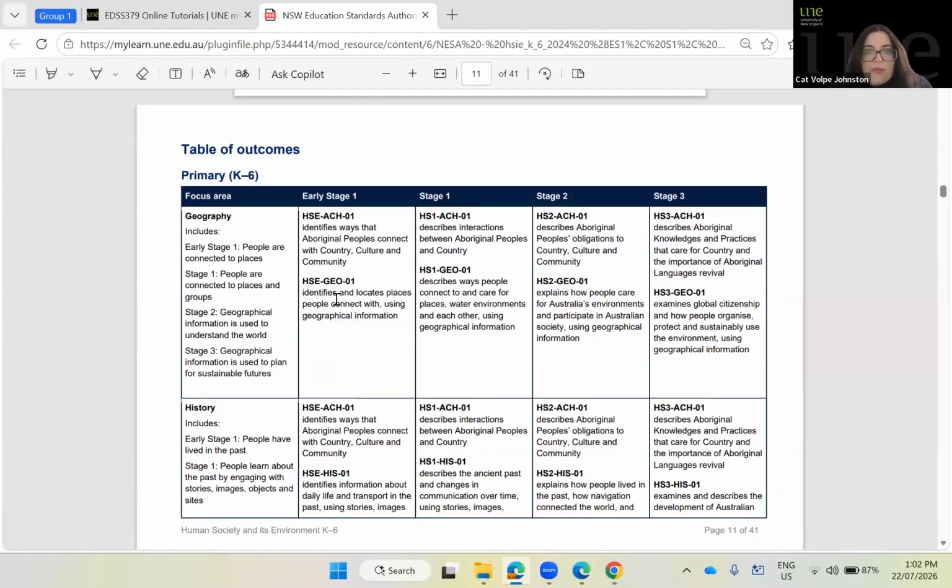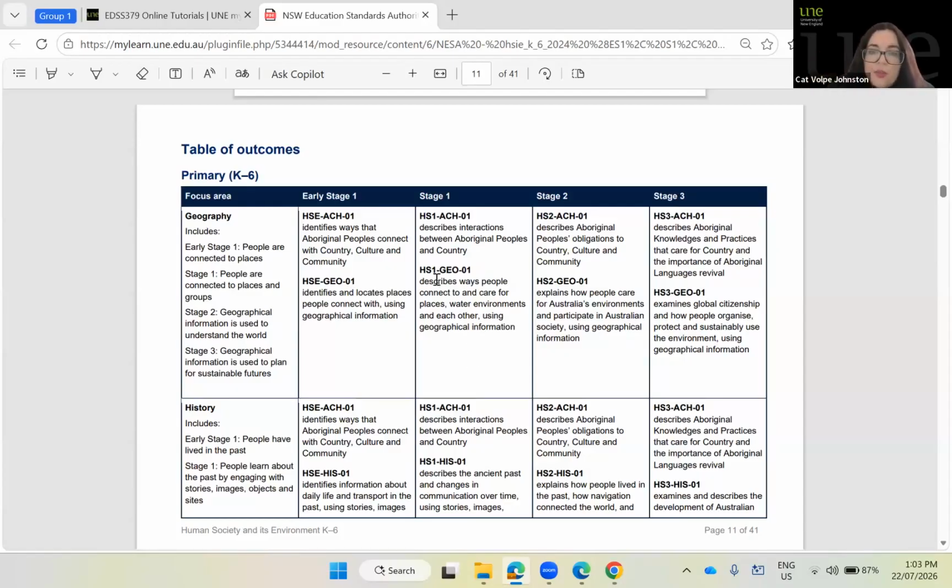There's other content areas that students need to learn. So for example, in early stage 1, students are also identifying and locating places that people connect with using geographical information. I can tell you right now that within that outcome, geographical skills are important because in order to be able to identify and locate, students are going to have learned some type of geographical skill in order to access that information. So if you're new in the field, you may not know that. But as you become more familiar with geography, then you will.